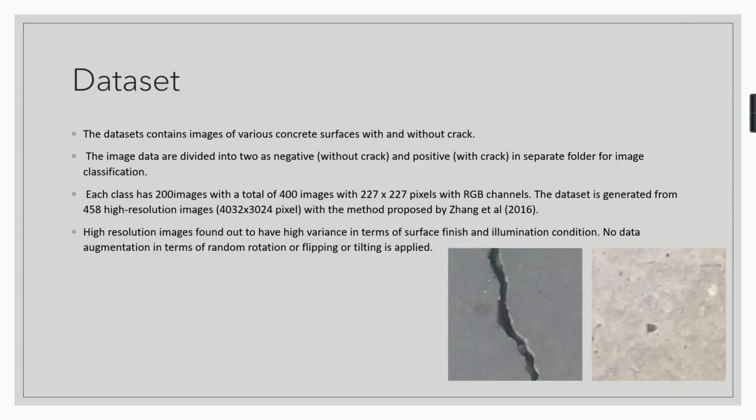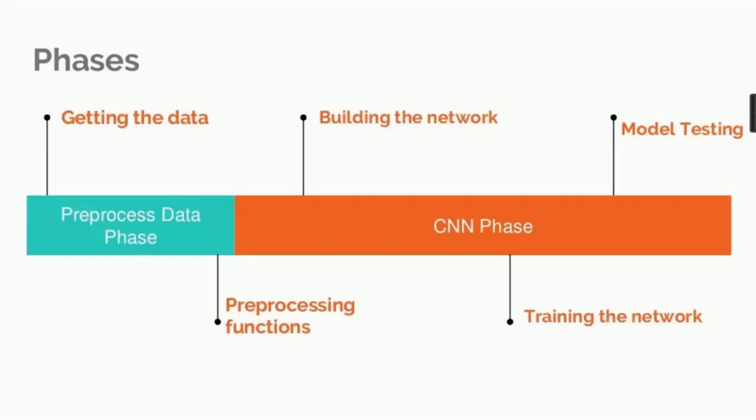The image data is divided into two categories, negative and positive. Negative being images without cracks, positive being images with cracks. Each class has 200 images, a total of 400 images, with 227 by 227 pixels and RGB channels. The reason we are using a high resolution dataset is that high resolution images have high variance in terms of surface finish and illumination conditions. This project mainly has two phases, the preprocessing data phase and the CNN phase.